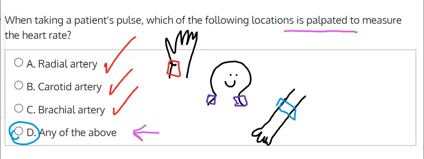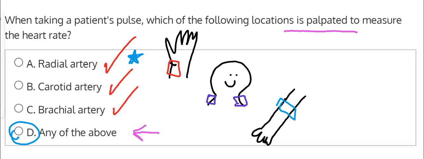However, something to keep in mind, if this question was asking which would be the most appropriate option to pick, in that case, you would probably want to focus on the radial artery because the radial artery is the most common. It's easy to access. It's right on their wrist. The carotid might be a little awkward or uncomfortable to go to. And brachial, usually that's not one that you could feel as easily, and that's usually used on a younger child.